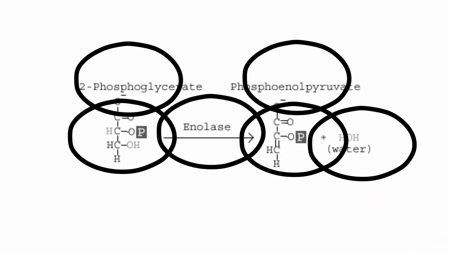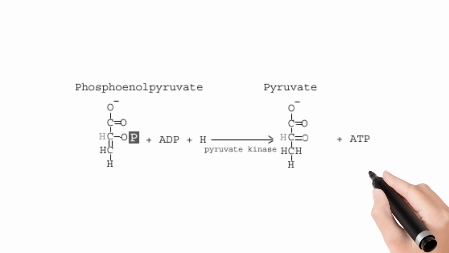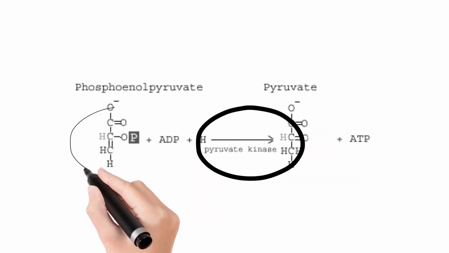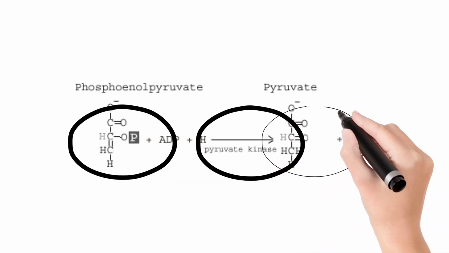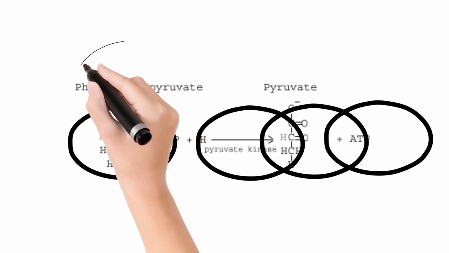So in the next step, phosphoenolpyruvate is converted into pyruvate, and here also one ATP is formed with the help of enzyme pyruvate kinase. ADP combines with the inorganic phosphate to form ATP, and phosphoenolpyruvate is converted into pyruvate.